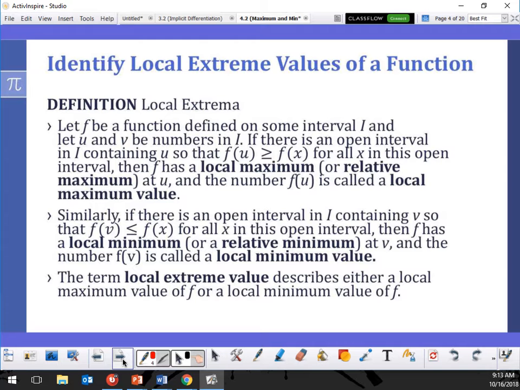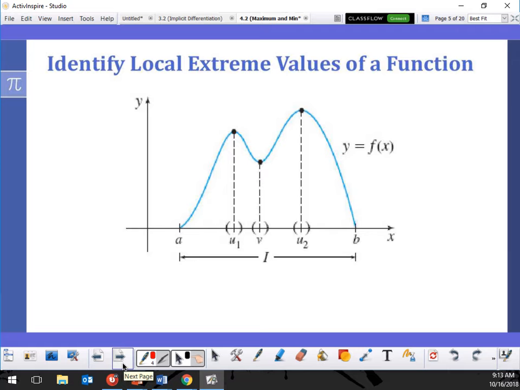Okay, local extreme values. Now that is going to be like this graph right here. So a local maximum would be what? U1, right? So it would be just a local maximum. It is a maximum on the graph, an upper point. It is going up here, but it's not the highest point. So this would be a local maximum of this function. I could say that the absolute maximum of this function would be at u2.